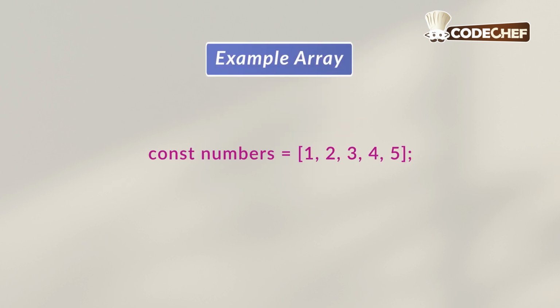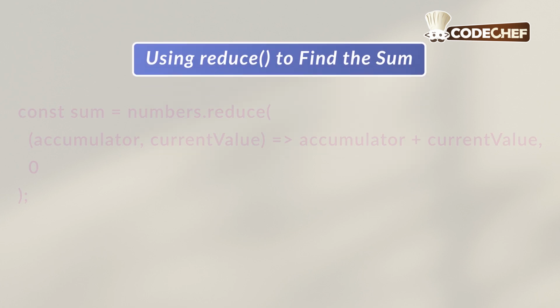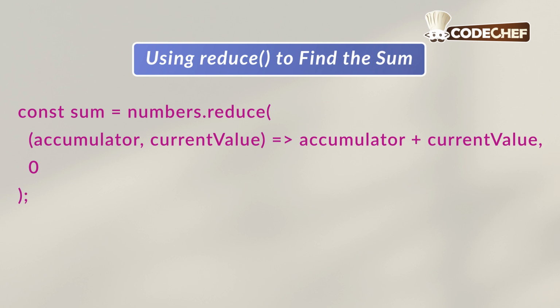Let's take a simple example. Here we have an array of numbers from 1 to 5. Our goal is to calculate the total sum of all of these values. So, using the reduce method to find the sum, we are going to apply it on the numbers array. We start the accumulator at 0 by passing 0 as the initial value, and for every element, we add the current value to the accumulator.